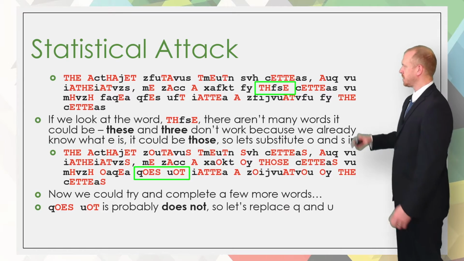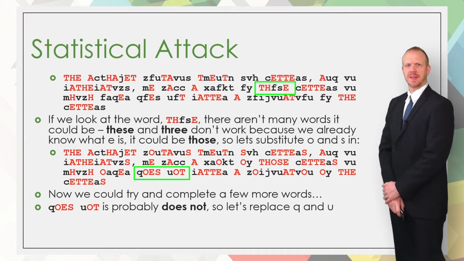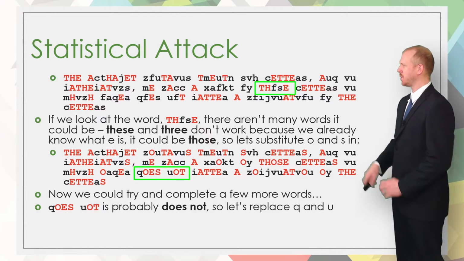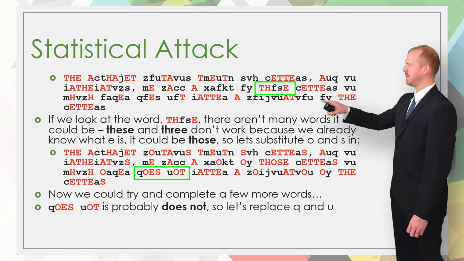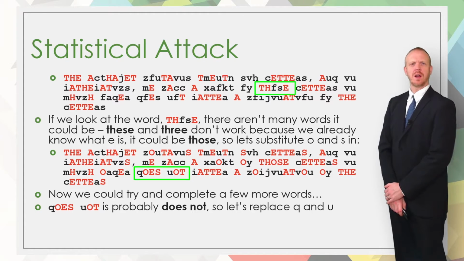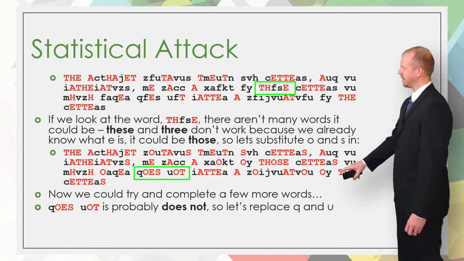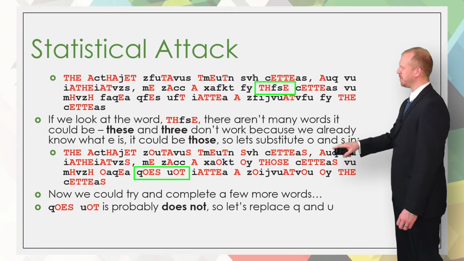If we look at this, there's a word here that's mostly complete. TH something something E. Well, that could be "these", it could be "three", but that's not going to work because we know what E is. So F and S are definitely not E. The only word I can think of that could be that's commonly used is "those". So let's assume that's right. Let's assume that F and S are O and S and substitute those in. We get this. And that seems to be okay so far.